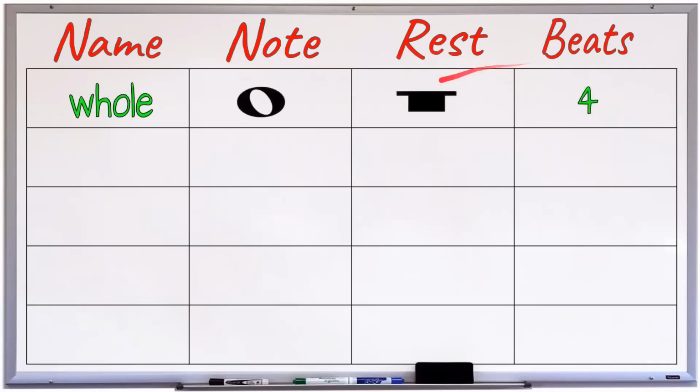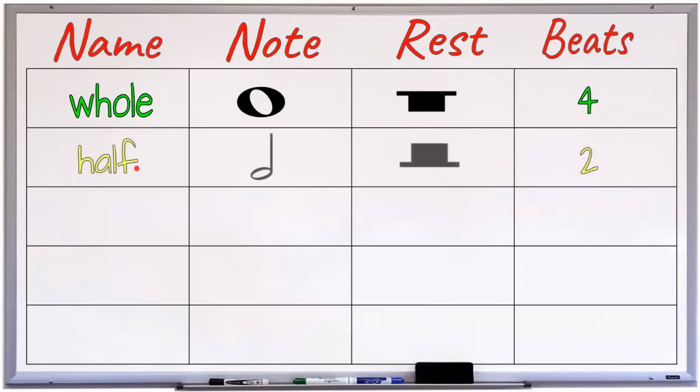All right, so this is the whole note, the head, and this is the whole rest. They both receive 4 beats. The note has a sound, and the rest has no sound, but they have the same beat, 4.